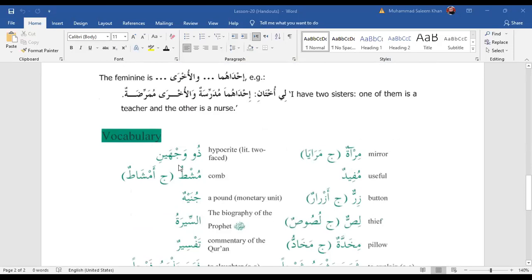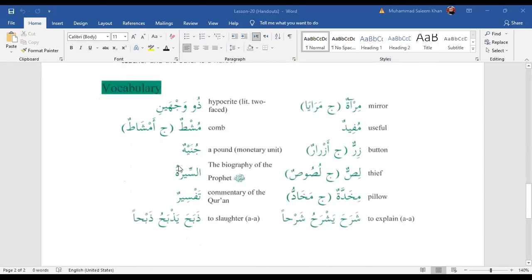ذو وجهين vocabulary, I hope you went through it, but if not, it means hypocrite, literally a person who has two faces. Mushtun is used for comb, and the plural is amshatun. Junayhun is used for pound, used in the UK, or I think also in Egypt. As-Siratu, the biography of the Prophet Muhammad sallallahu alayhi wa sallam. Tafsirun, commentary of the Quran. Dhabaha yadbahu dhabhan, to slaughter.